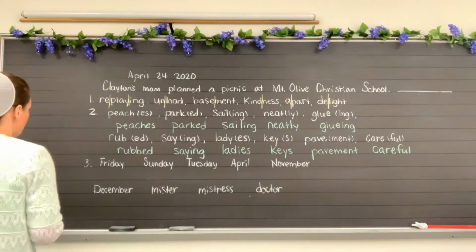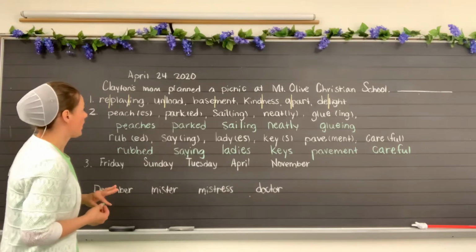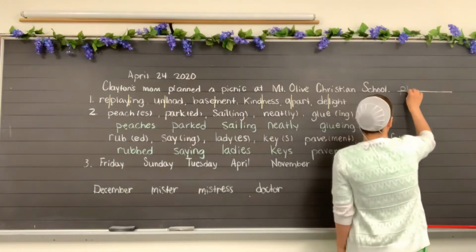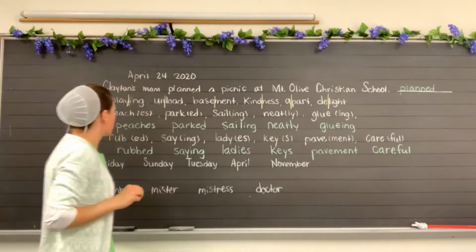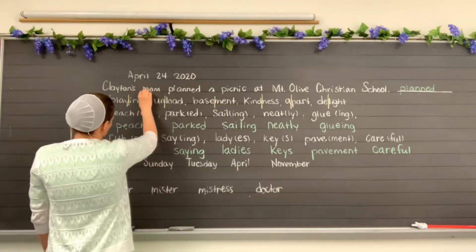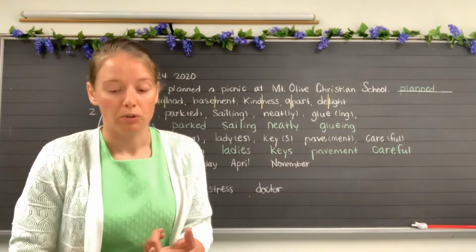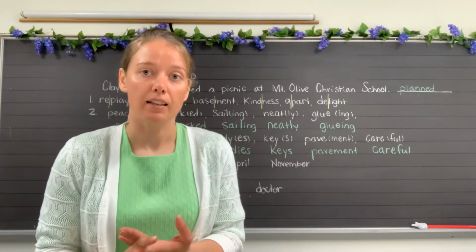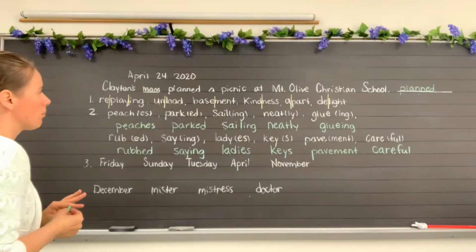So first of all, we think about, okay, who planned? Planned is your verb, so we'll just put planned over here in this blank. And then we'll find out that we ask who or what planned. So who or what planned? Mom did. So we would underline mom. And then they also want you to underline all the other nouns and box the ownership nouns. Let's see if there's an ownership noun in this sentence. So we have Clayton's mom planned a picnic at Mount Olive Christian School.